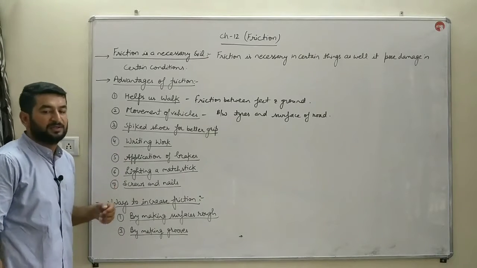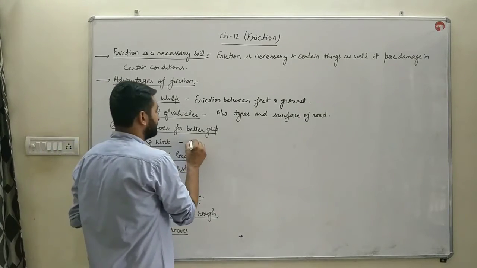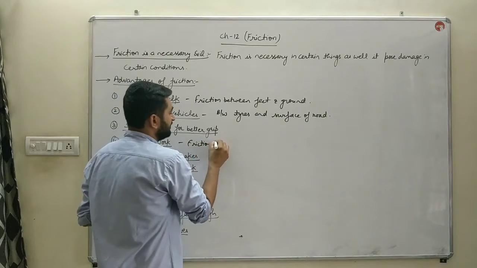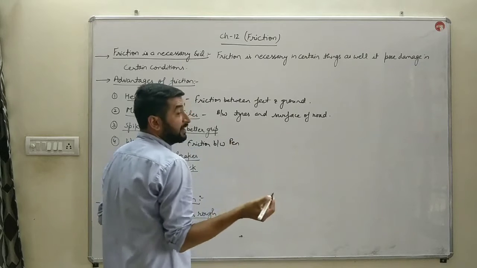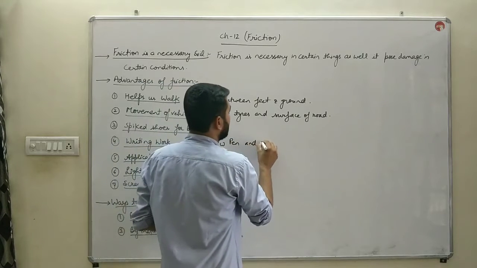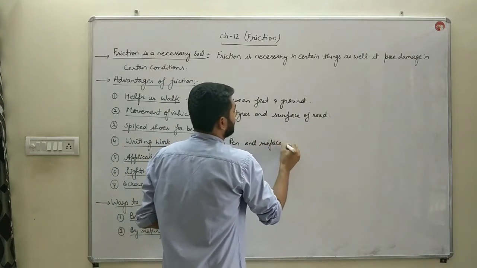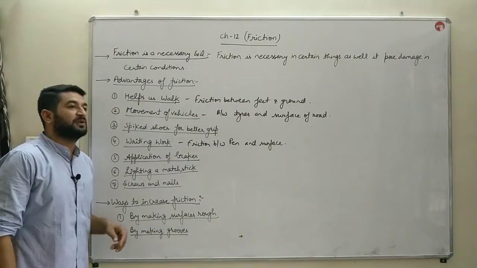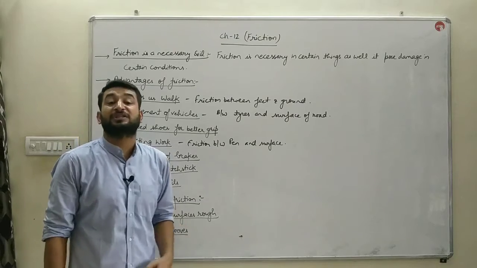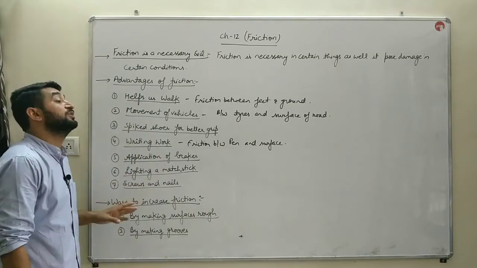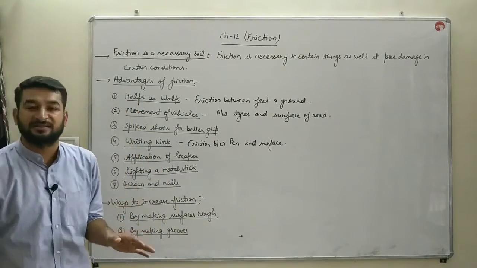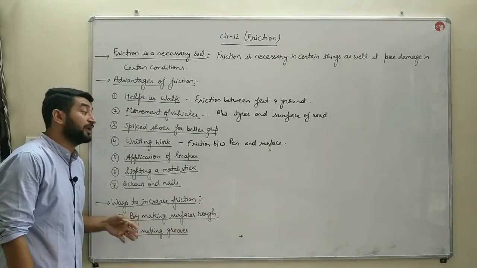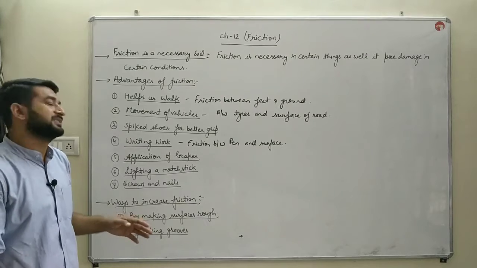Next, writing work. Either writing on the board, the friction between this pen or marker pen and the surface will lead to the writing purpose. We cannot write over a glass with the help of chalk. Why? Because the surface of glass is very smooth, it has very few irregularities, due to which it is not easy for us to write with chalk on a glass surface.